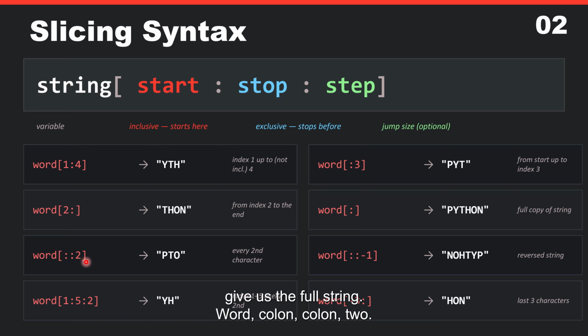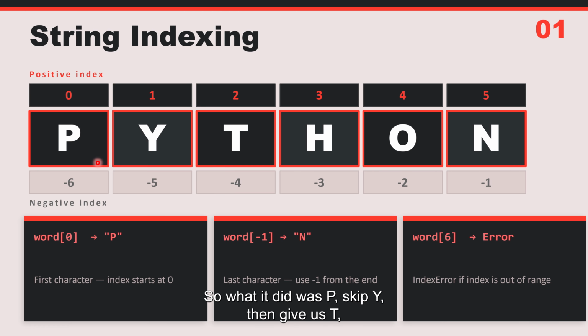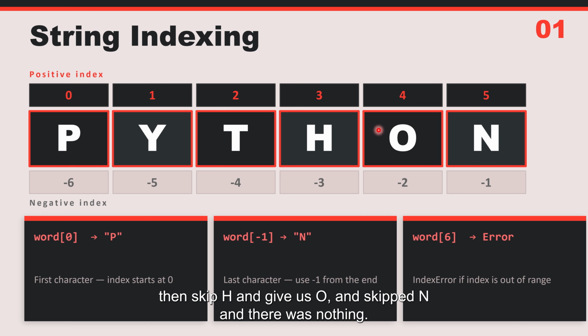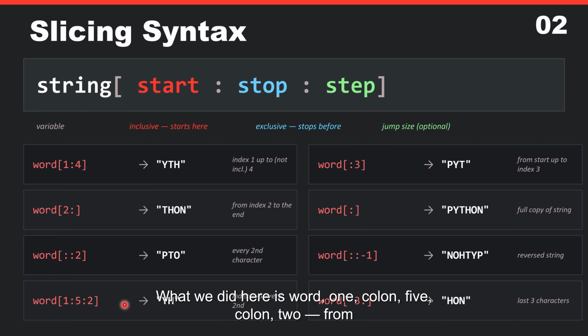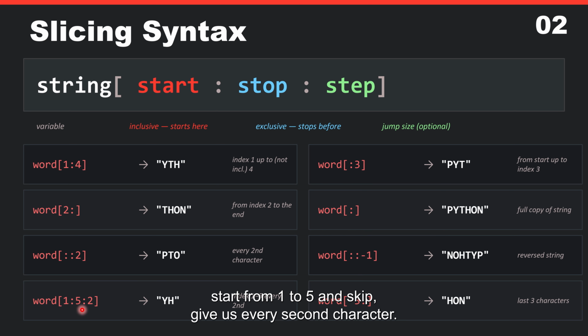Word with ::2. This means give us every second character of the word. So what it did was P, skipped Y, then gave us T, then skipped H, and gave us O, and skipped N, and there was nothing. So we have PTO. In this, what we did here is word 1 to 5 with step 2. Start from 1 to 5 and give us every second character.